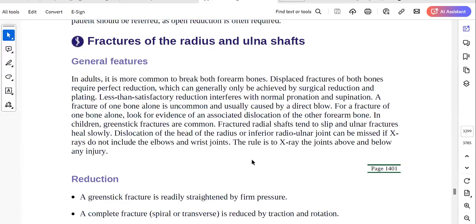Fracture of the radius and ulnar shaft. This is not very important and doesn't come in exam that much, but you need to know the common management of this fracture. If the radius or ulnar shaft got fractured and it is a displaced fracture, it will require reduction and then plating.